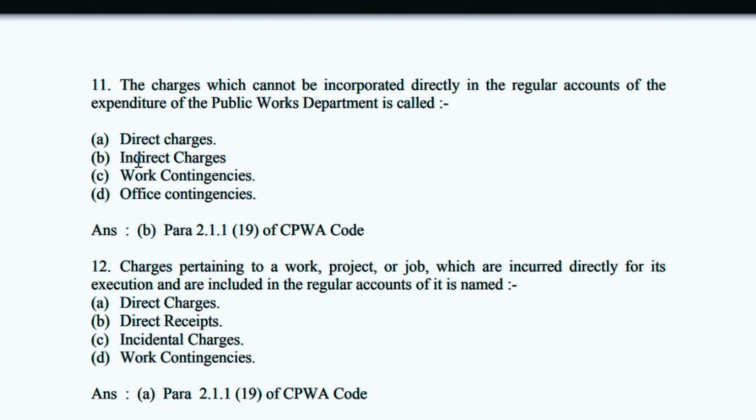Number 11 question. Charges which cannot be incorporated directly in the regular accounts of the expenditure of the Public Works Department are called indirect charges. Indirect charges.